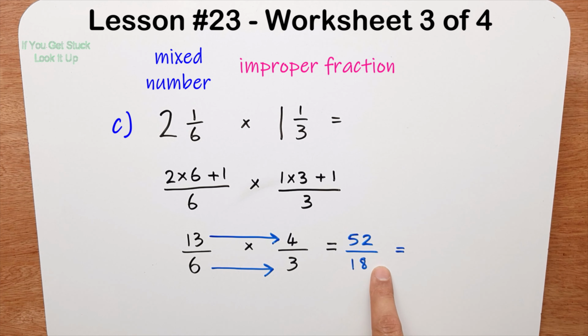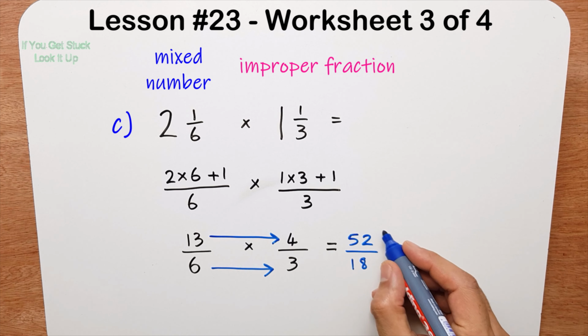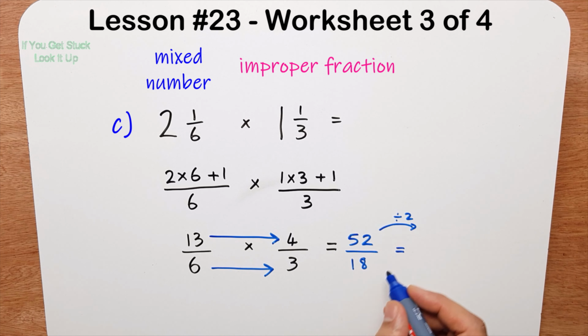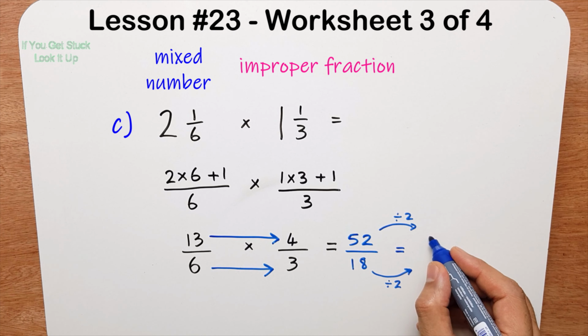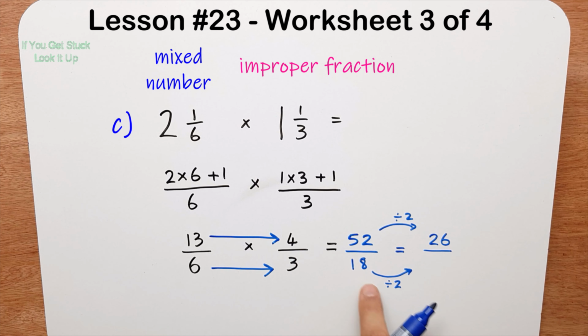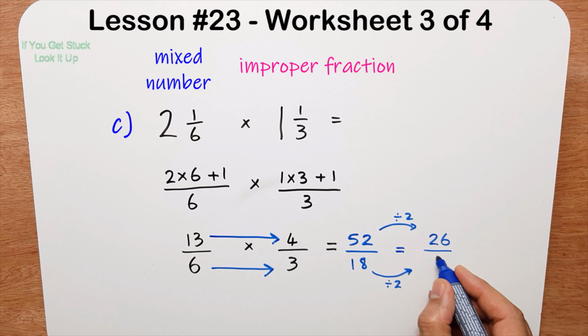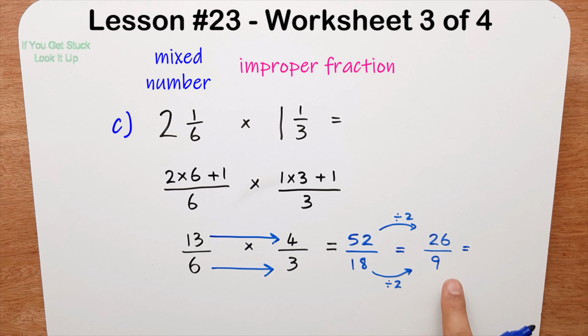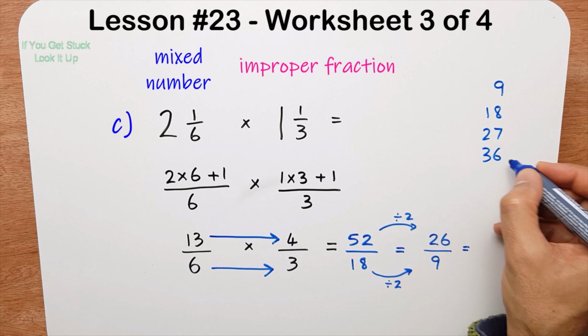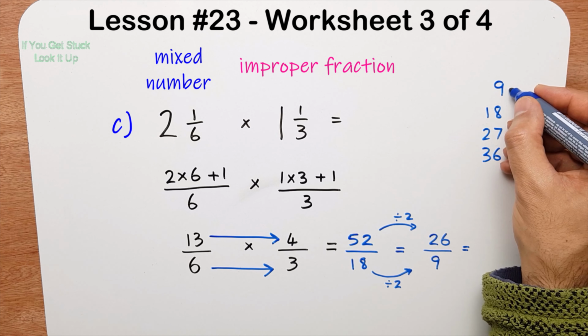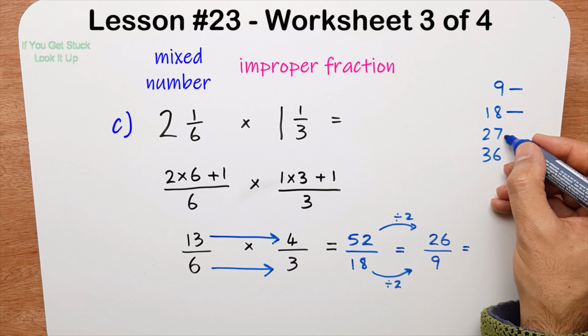Now what I can do is simplify this first. So I can see they're both even numbers, so I can divide the numerator by 2, and whatever I do to the numerator, I do to the denominator. So 52 divided by 2 is 26. 18 divided by 2 is 9. Now I can turn this into a mixed number. How many 9s are there in 26? So I do the 9 times table. 9, 18, 27, 36 and so on. I've only got 26, so I've only got 2, because 27 is too much.